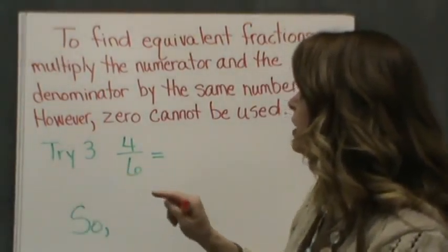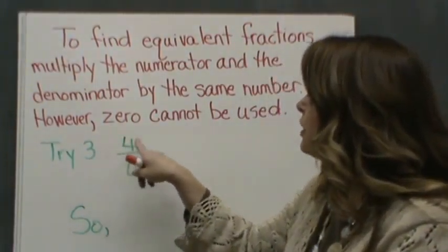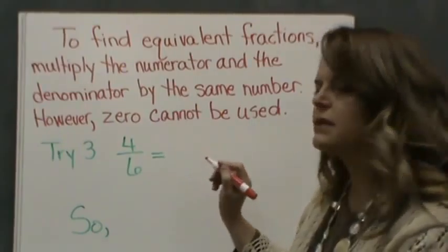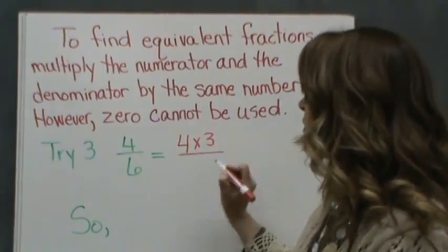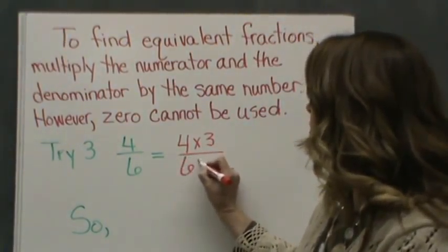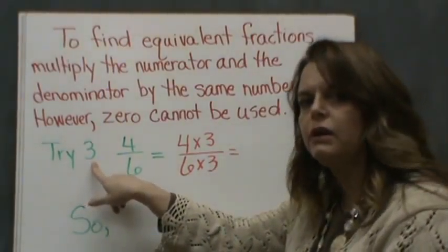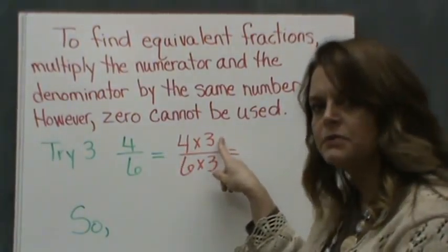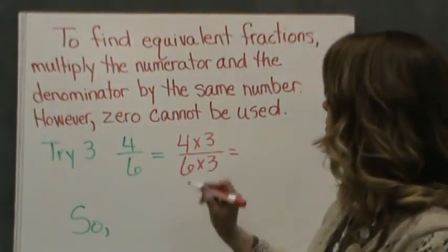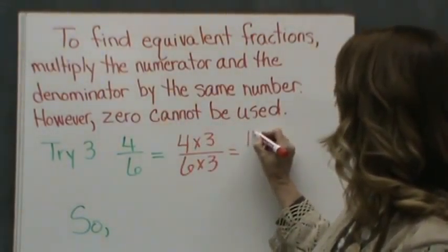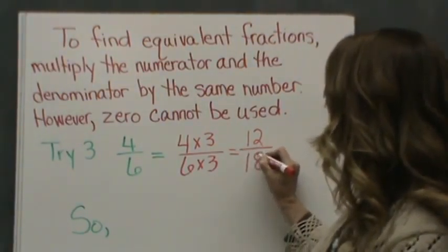So let's try 3. If I have 4/6 and I want to find an equivalent fraction, I'm going to try 3. So this tells me 4/6 is equal to 4 times 3 and 6 times 3. So you see where I've taken the 3, I've multiplied my numerator times 3 and my denominator times 3. Well, if I work this out, 4 times 3 is 12 and 6 times 3 is 18.